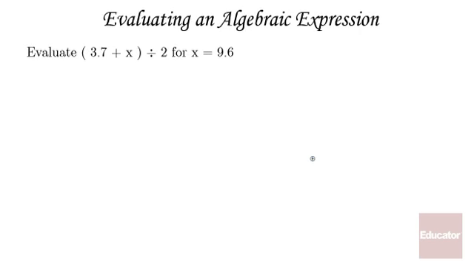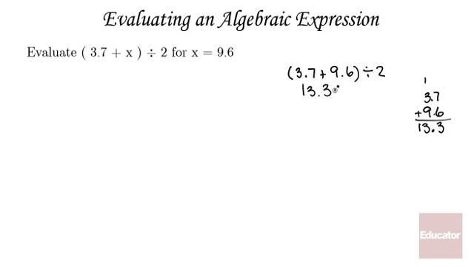Evaluate, parentheses, 3.7 plus x, close parentheses, divided by 2 for x equals 9.6. So let's substitute our value for x, 3.7 plus 9.6, and divide by 2. So inside the grouping symbols, the parentheses, I'm going to add that first. 13, carry 1, and that's going to be 13 with bringing down the decimal. This is a 3 here. Okay, so we have 13.3, and then the last operation, divided by 2.